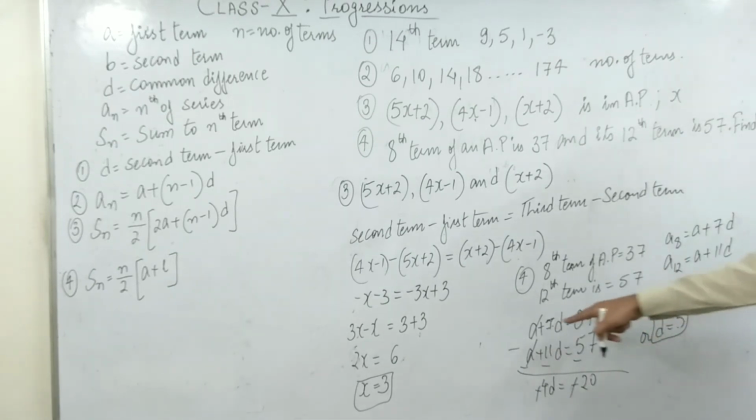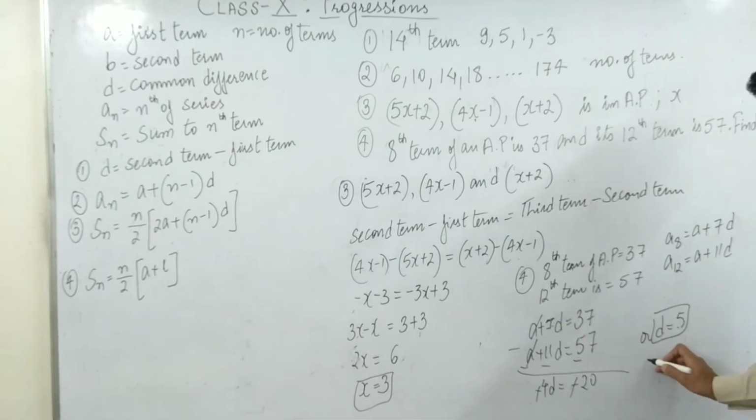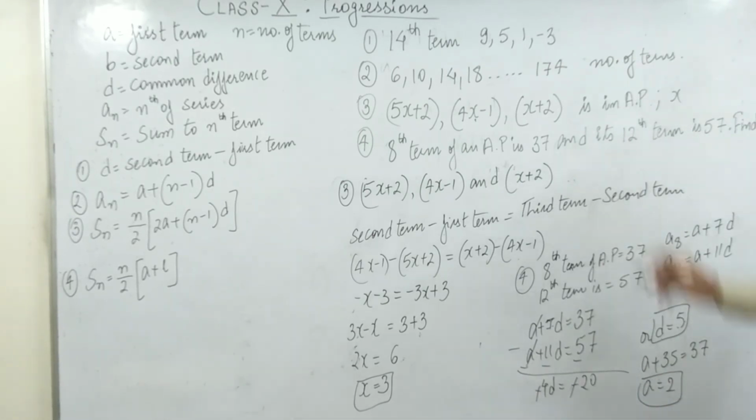Now that the value of D has come as 5, put it here. So let's put A plus 7 into 5 comes out as 35 should be equal to 37, or A should be equal to 2. Now they are asking you to find the AP. So what will be the AP? What is the first term? 2. So you will write 2 here. Then what is the common difference? 5. So 5 plus 2 is 7. Then 7 plus 5 is 12. 12 plus 5 is 17. 17 plus 5 is 22 and so on.